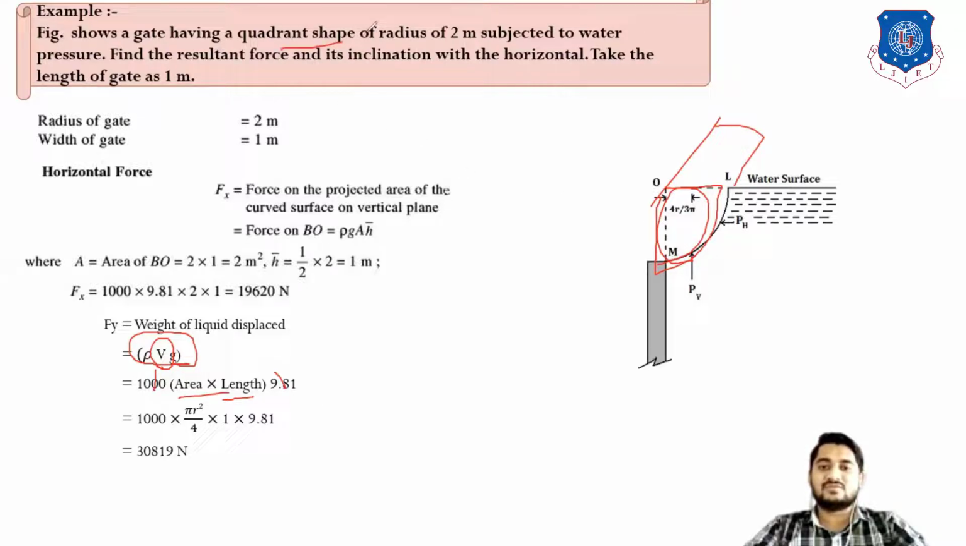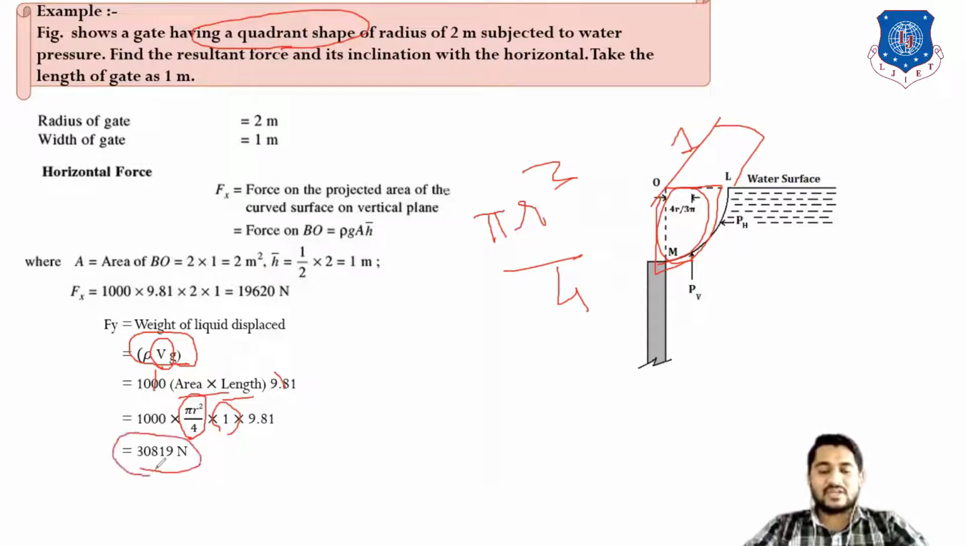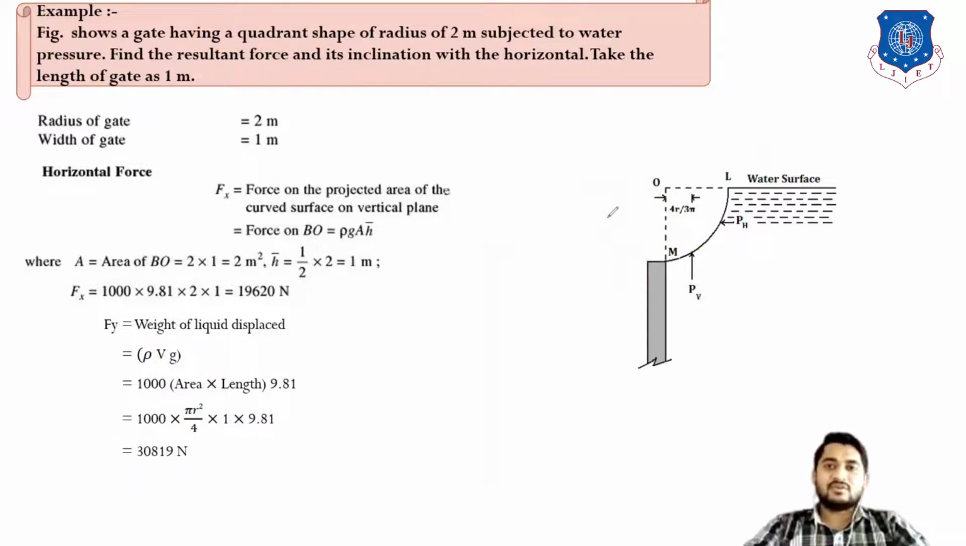because the gate is a quadrant shape, the area of the quadrant shape will be the circle area pi r square divided by 4, into the length of the gate at back side, that means 1. So Fy will be 30819 Newton. Here you have to remember this. For the horizontal force, you have to take area for this plate only. And for the vertical pressure force, you have to calculate area for the gate quadrant shape, right?